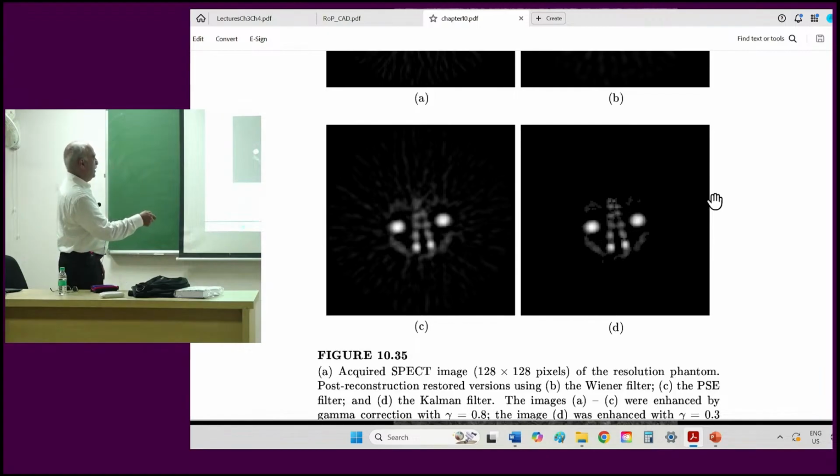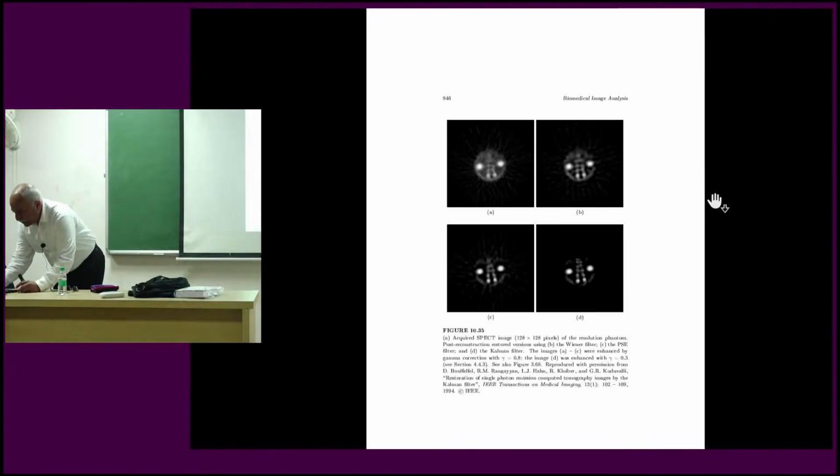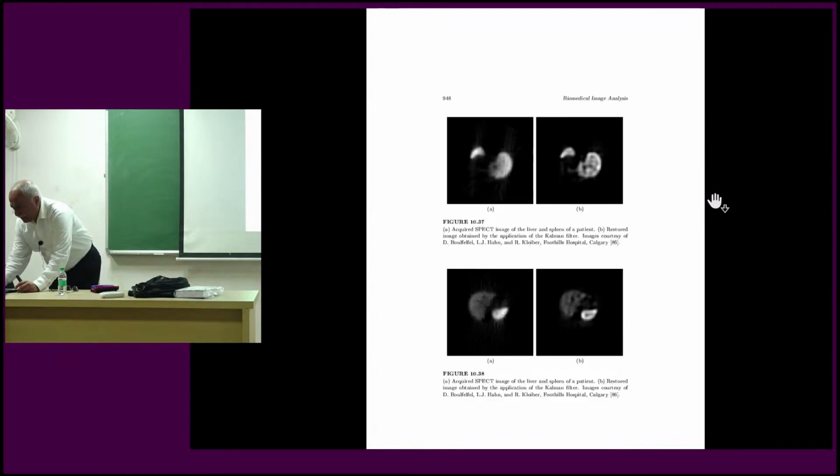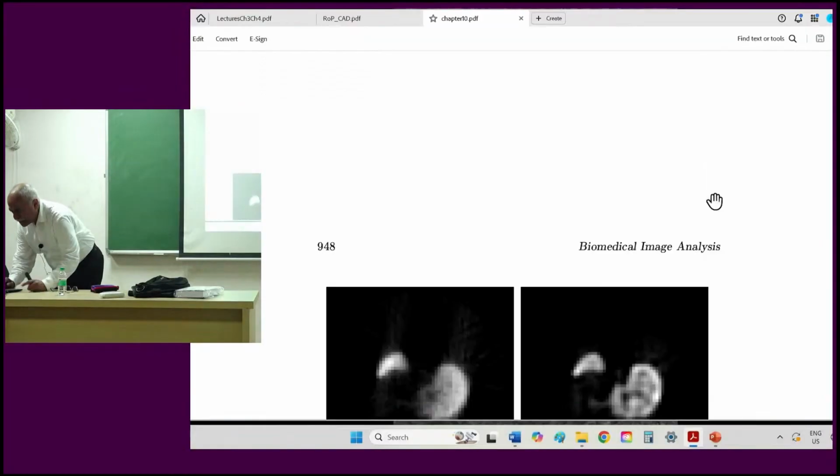Which is which? B is the Wiener filter. This is power spectrum equalization. This is the Kalman filter. Just so that you see application to real life images.